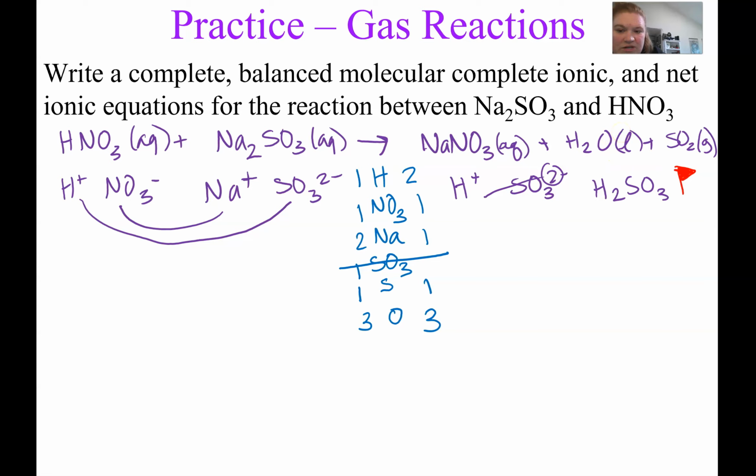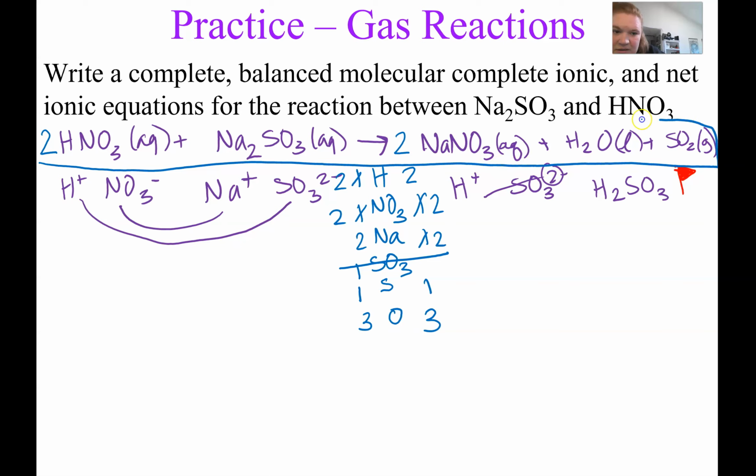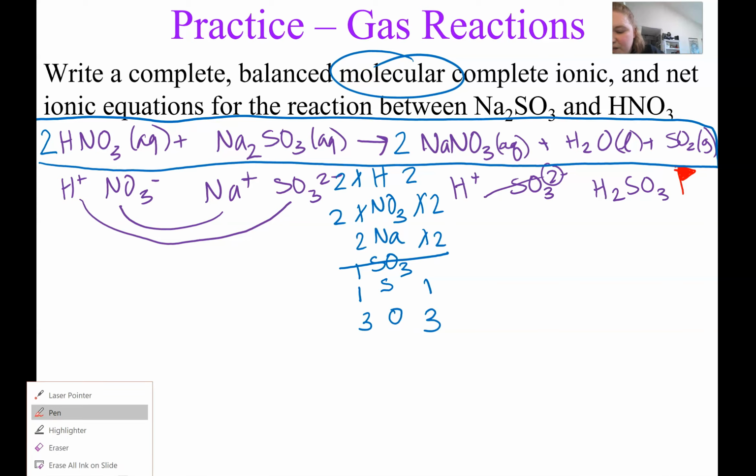So it looks like what's not balanced are the sodiums. So I'm going to put a 2 right here. So now I have 2 sodiums. Got to adjust my nitrate. And then if I put a 2 there, that fixes my nitrate and my hydrogens. So there we go. That is my complete molecular equation.